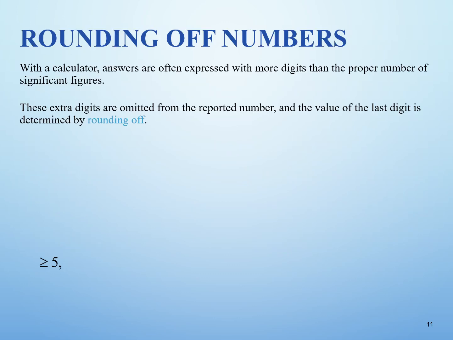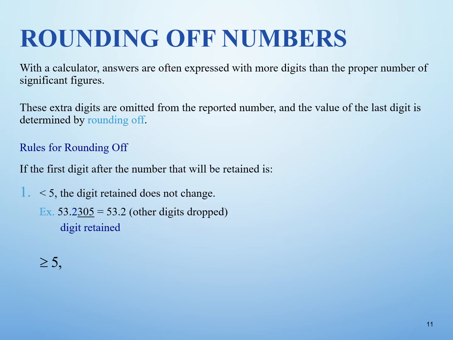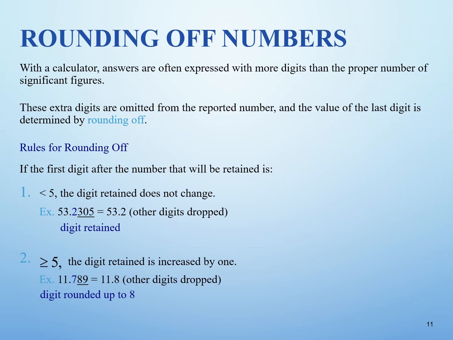So the next thing we want to talk about is rounding. When it comes to rounding, we have smaller than 5 and bigger than 5. If it's smaller than 5, we round down. We keep the same number. And if it's bigger than 5, we round up. We go up one number.